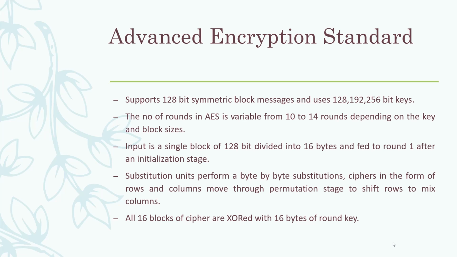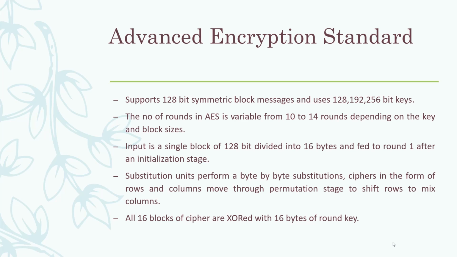The AES algorithm supports 128-bit symmetric block messages and uses 128, 192, or 256-bit keys. The number of rounds in AES is variable from 10 to 14 depending on the key and block sizes. The input is a single block of 128 bits, which is divided into 16 bytes and fed to round 1 after an initialization stage. The initialization stage is also called round 0.